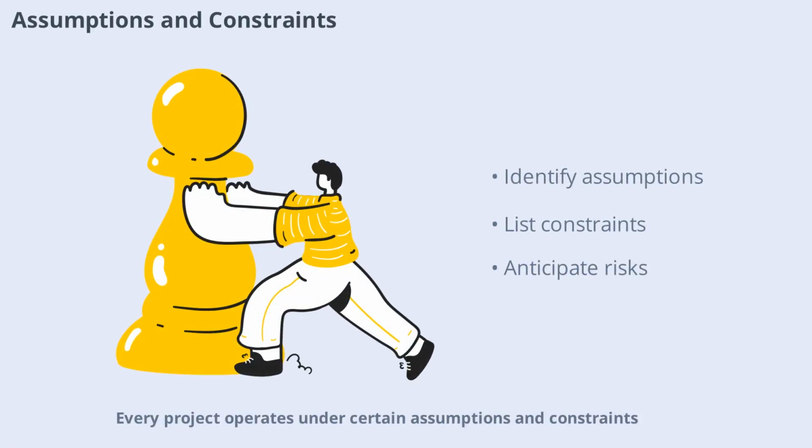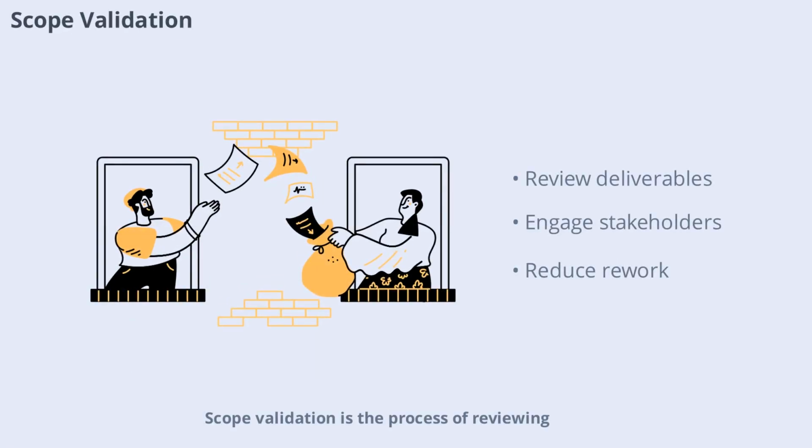Every project operates under certain assumptions and constraints. Assumptions are things you believe to be true for planning purposes, while constraints are limitations you must work within, such as budget or time. Identifying these early helps you anticipate risks and avoid surprises. Let's explore how to document assumptions and constraints as part of your project scope. Scope validation is the process of reviewing deliverables with stakeholders to ensure they meet requirements. This step helps catch misunderstandings early and builds confidence in the project's direction.